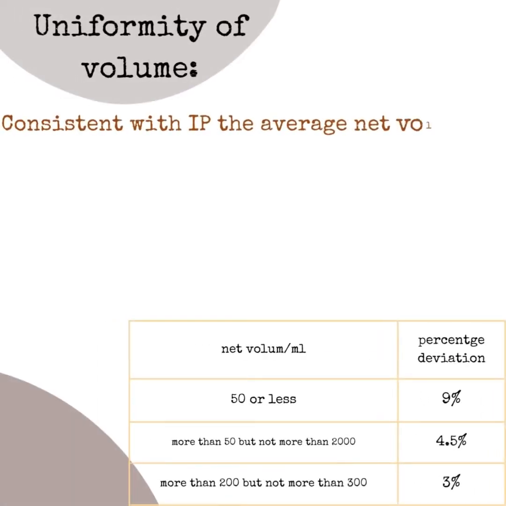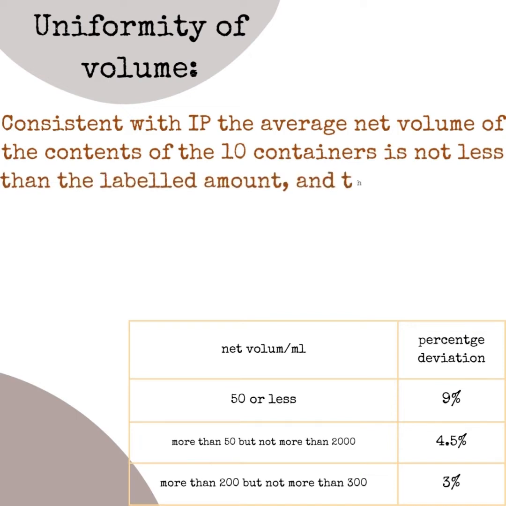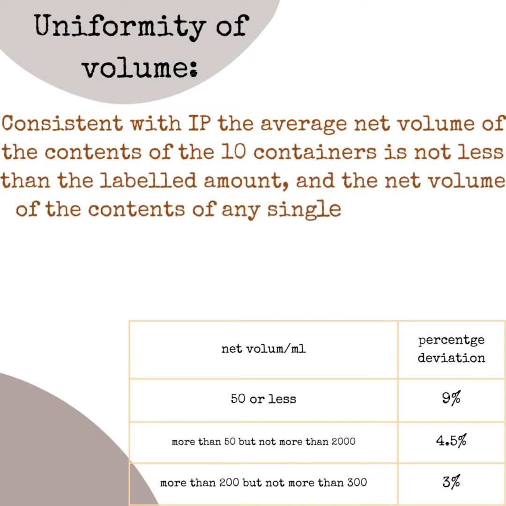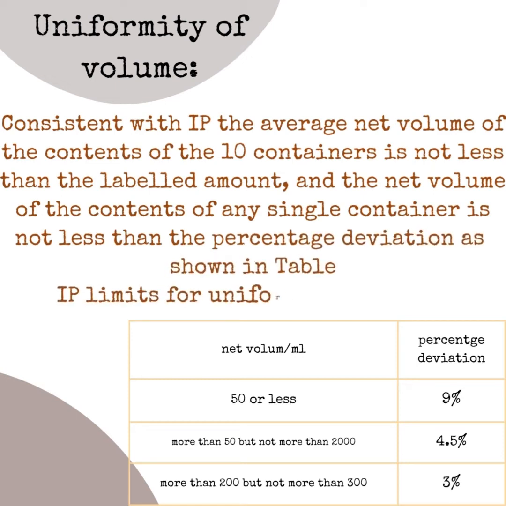Uniformity of volume. Consistent with the pharmacopoeia, the average net volume of the contents of the containers is not less than the labeled amount, and the net volume of the contents of any single container is not less than the percentage deviation as shown in the table.